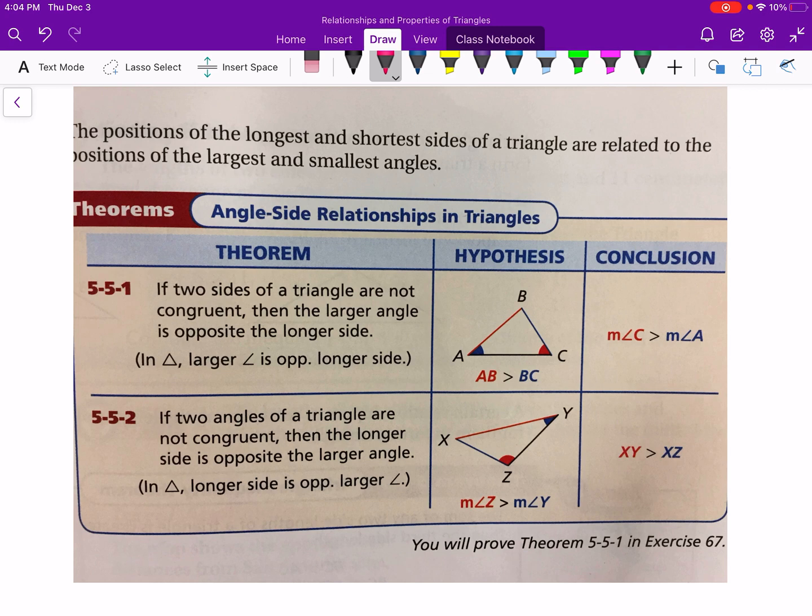Now that you've come up with that relationship, you'll better understand what the angle side relationships in triangles theorems are. The first one says if two sides of a triangle are not congruent, meaning that they are of different lengths, then the larger angle is opposite the longer side, which is exactly what you found in your investigation. And if two angles of a triangle are not congruent, meaning they have different measures, then the longer side is opposite the larger angle. Again, exactly what you found in your investigation. By investigation, I mean as you played with that GeoGebra app on our Canvas page.